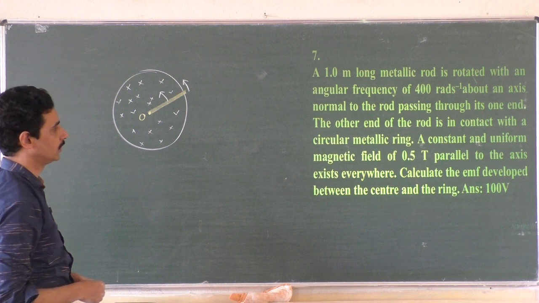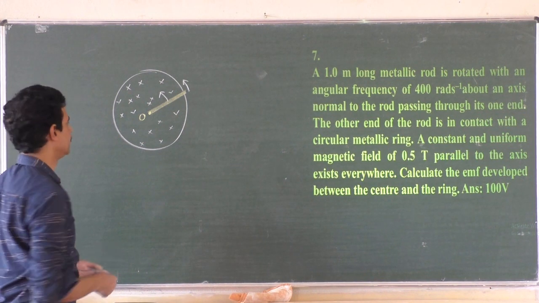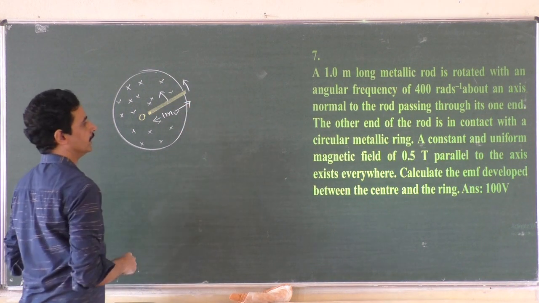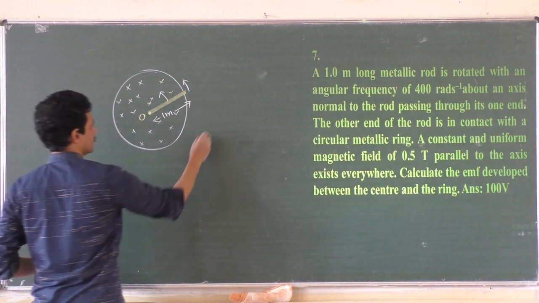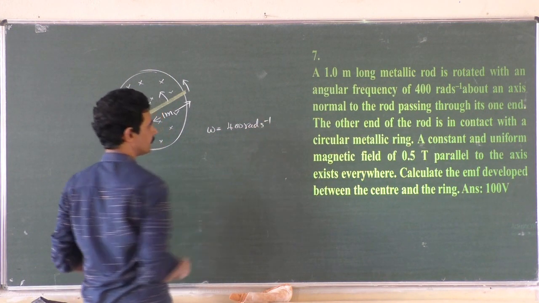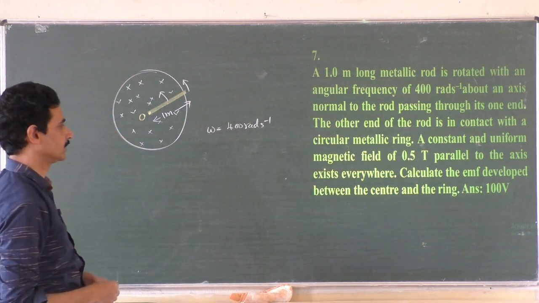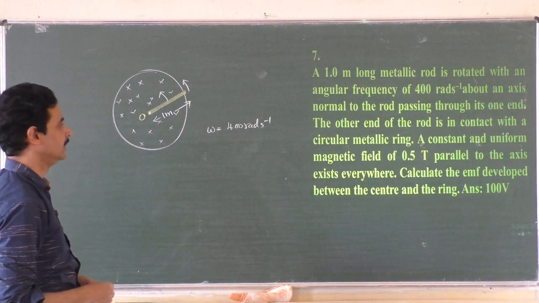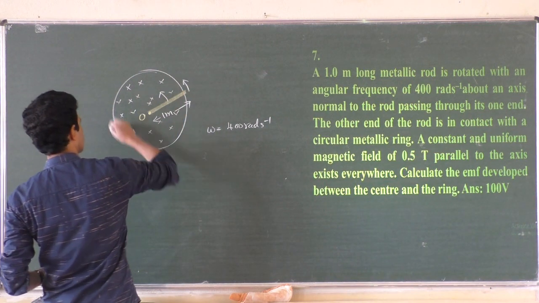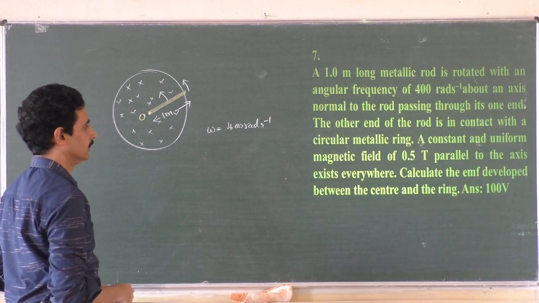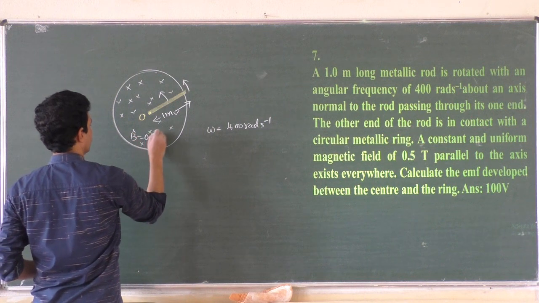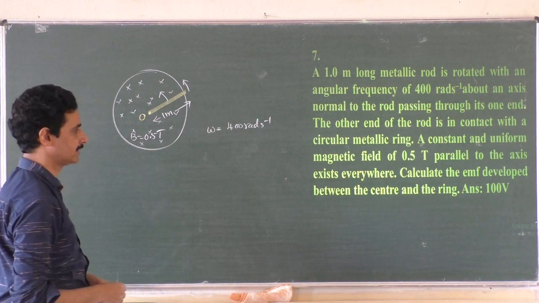Now the situation is so, and it is given 1 meter long rod. Okay, the total length is 1 meter. And it is rotated with an angular frequency omega as 400 radian per second about an axis normal to the rod passing through one of its end. The other end of the rod is in contact with a circular metal ring. So this is just a contact, to have a contact, a metallic ring. A constant and uniform magnetic field of 0.5 Tesla is applied normal to the rod but parallel to the axis.